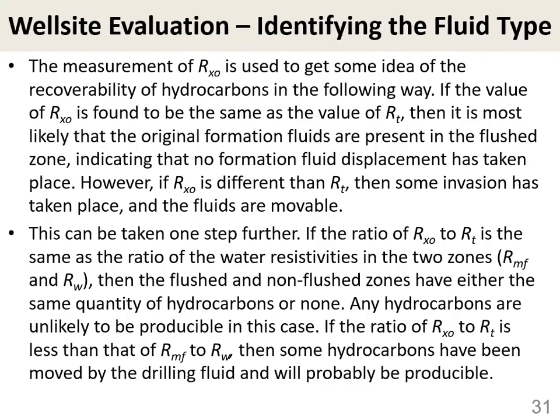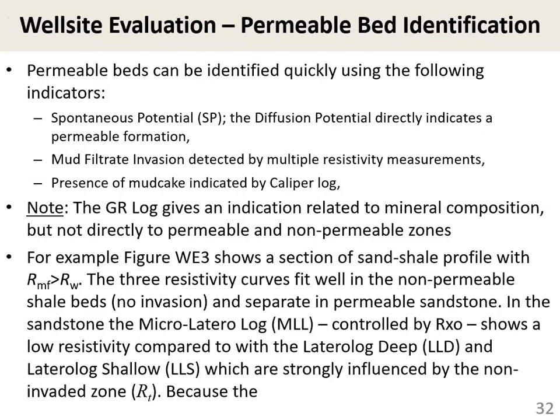If the ratio of the flush zone resistivity to the true zone resistivity is not equal, if it's markedly different from the ratio of the mud filtrate to the resistivity of the water zone, then some hydrocarbons have been displaced by drilling fluid, and it's likely to be producible. Though I think I have an example which further illustrates this.